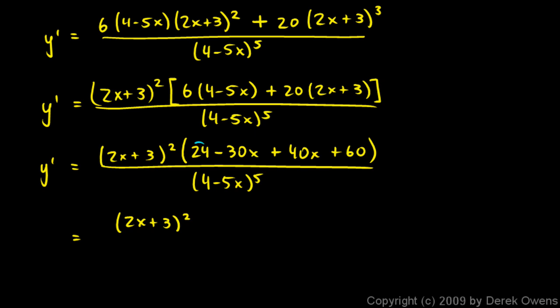And notice that all of these coefficients are even. So I can factor out a 2 there. So I'll go ahead and do that. I'll put the 2 out front. And over here we're left with a 24 and a 60 gives me an 84. And after I factor out the 2, that's a 42. And this negative 30 and the 40 give me a 10x. And after I factor out the 2, that's a 5x. So that becomes a 5x plus 42 over (4 minus 5x) to the 5th.